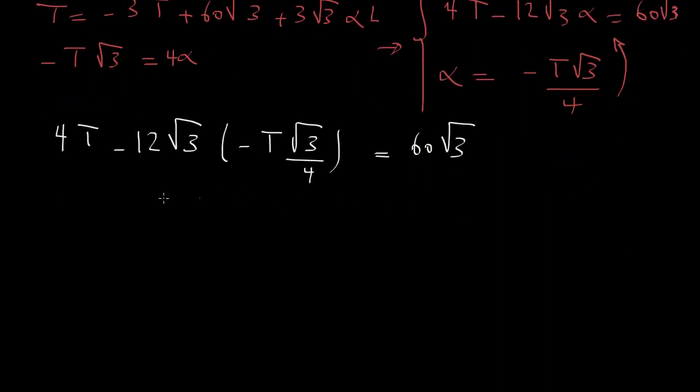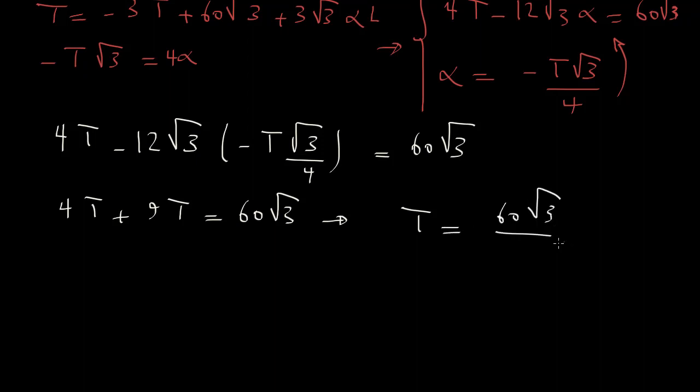And here we get, so this is 40 again. Here we have 3 times square root of 3 times the square root of 3, that's 3 times 12, that's 36. 36 over 4, that's 9. So we have plus 9t is equal to 60 square root of 3. And here's the t that we were looking for. So this would be 60 square root of 3 over 30.